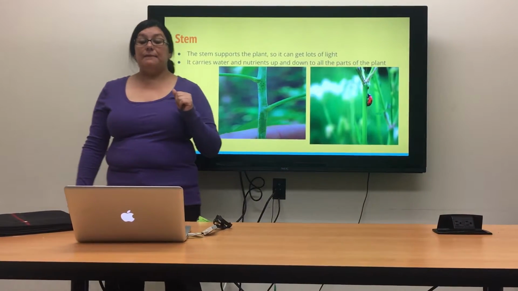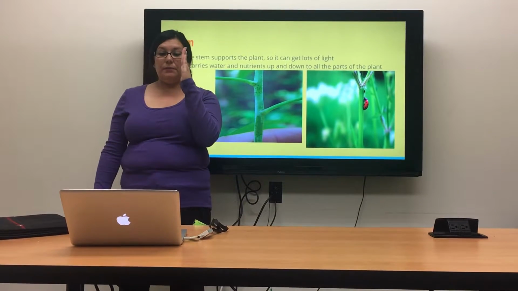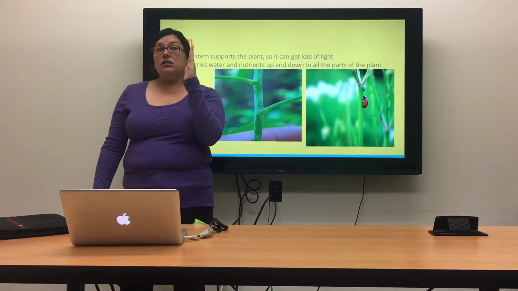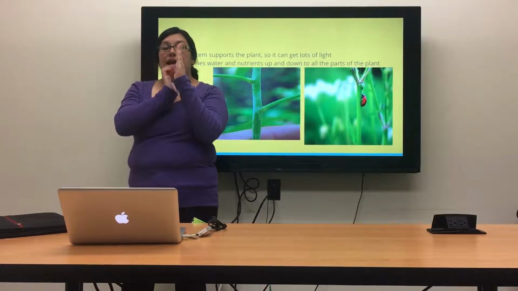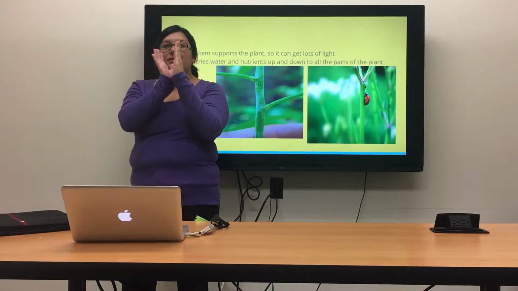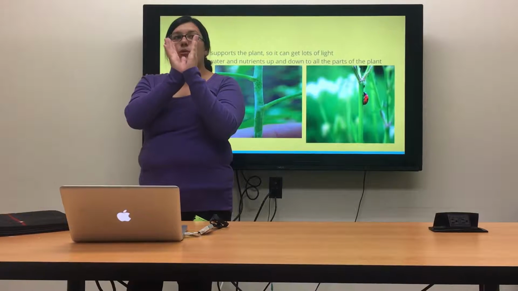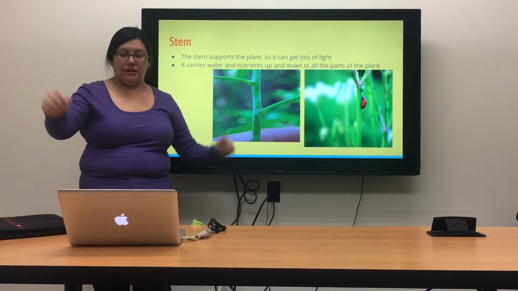Now the stem is going to be the supporter of the plant. It's going to hold the plant so it can get lots of sunlight. It also helps carry the food through the plant. Where do you think it's going to carry the food and the water out, class? Where do you think it's going to go? Yes, through the leaves. Good job.